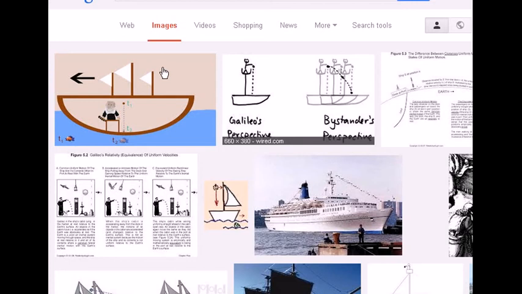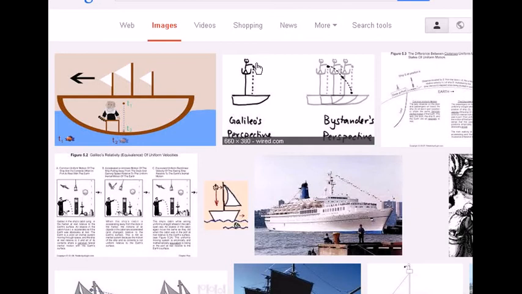this is a Google search for Galileo's ship. These are the images that come up when you search for Galileo's ship, and this is basically Galilean relativity. This is Galileo's perspective, I guess. This is a boat here, some crude drawing, and there's a little stick figure in here that's Galileo. He's a real skinny guy.